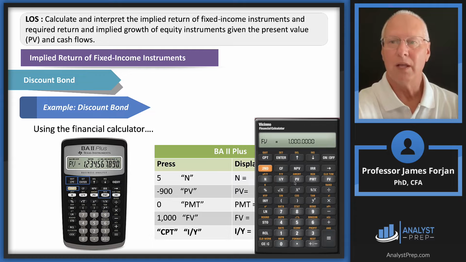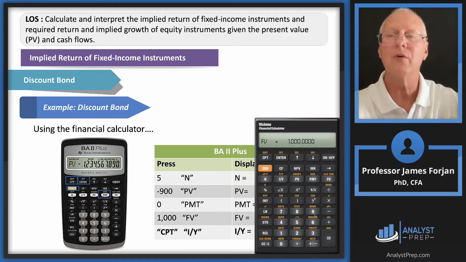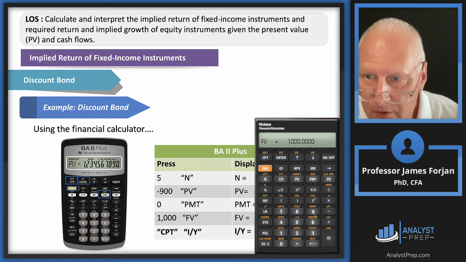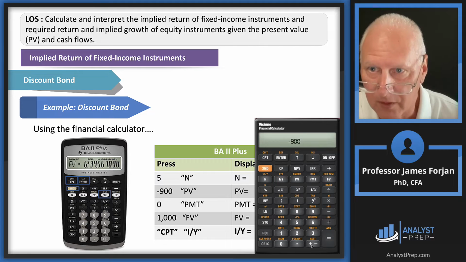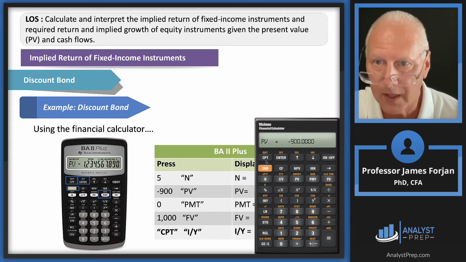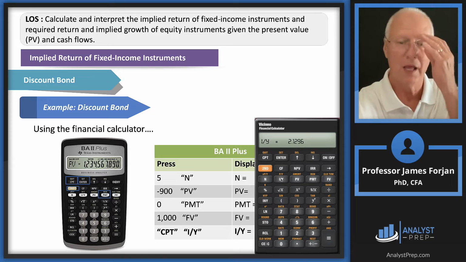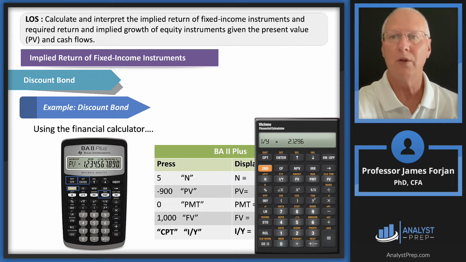So let's go in here and we need to do, I need to take my glasses off so I can see. So we need to do 900 for present value. And you don't want to make it negative by using the minus sign. You want to hit the plus minus button. So make that present value and then compute I. And there you go, 2.1296.